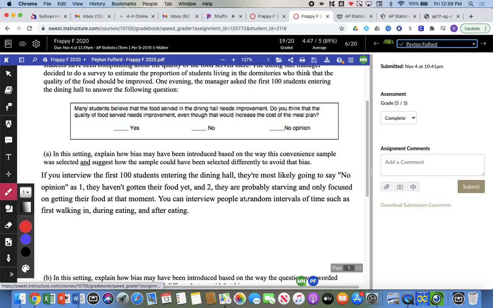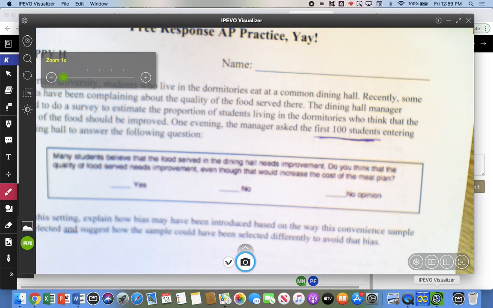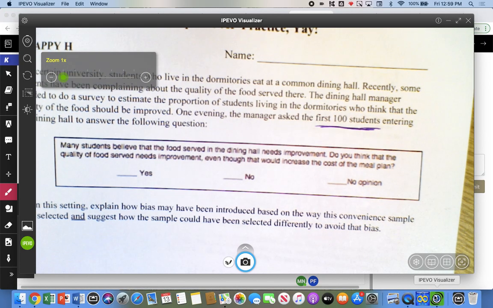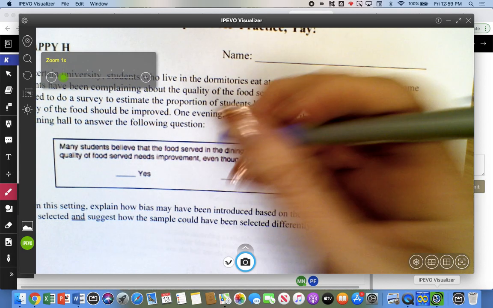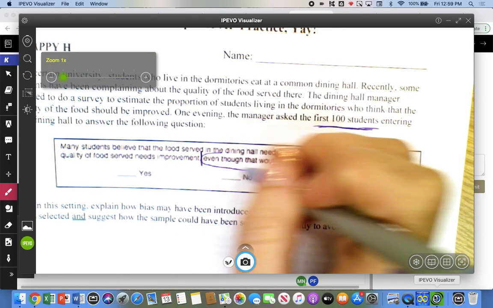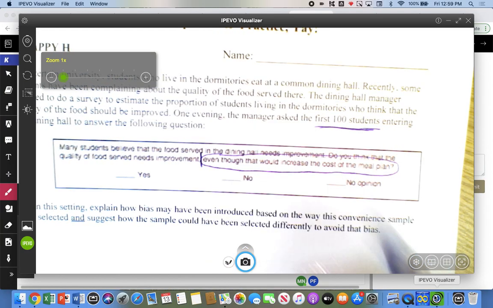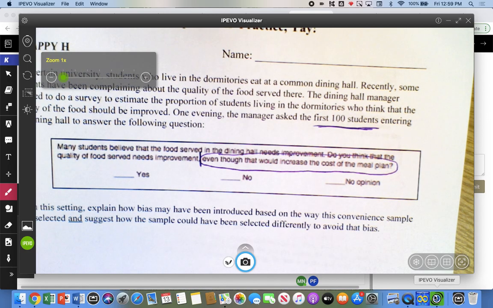Now, on the second part, it says how bias would have been introduced about the question, or how the question was worded. What part of this question is bad? If you would have just ended the question right there, it probably would have been okay. If you mentioned something about this last part of the question creating bias in your answer, you get an E.